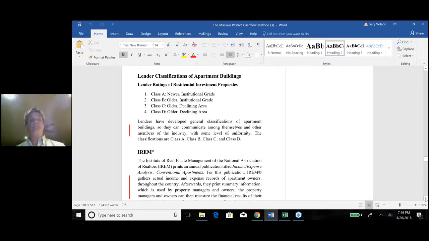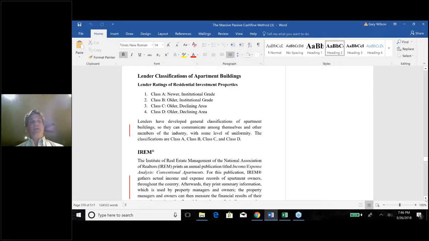Okay, Class A, which is basically newer institutional grade. This is the good stuff, man. This is like Trump Towers, for example. He's got buildings in Chicago and New York and other places. He likes to build new. He likes to basically reclaim and build brand new. And if you ask him, he'll tell you build the nicest place with the nicest material, the nicest design in the nicest area. People will knock down your door to get in those places, and he is right.